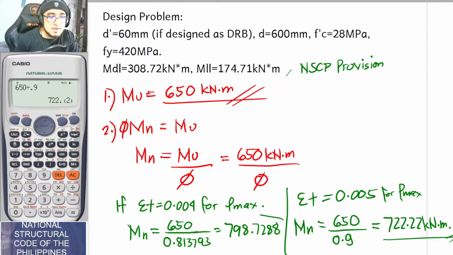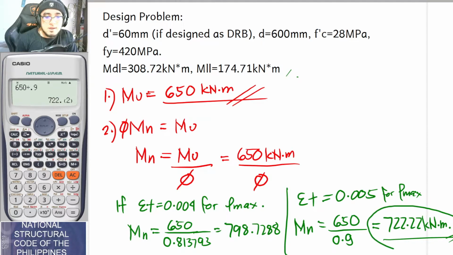Okay, take note of this, guys. We have two answers here for your MN, and it will depend upon the given. If it is said there that you will be including the NSCP provision, you will use this as your MN. But since it is not, the value that we will use here is this one. So this is the one we will use now, since it is not indicated in the problem that we will use the other.